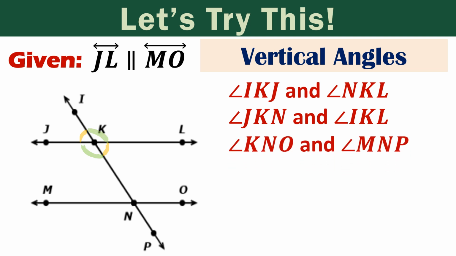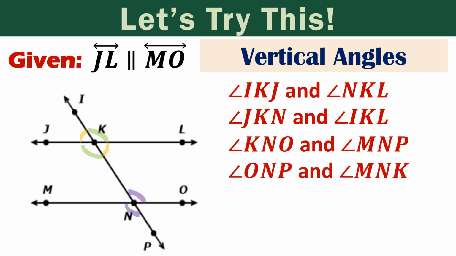Now, apart from the upper portion of our illustration, we can also have vertical angles at the bottom portion. We do have K and O, and M and P. And the next pair would be O and P, and M and K. So we do have four vertical angles in these parallel lines cut by a transversal.